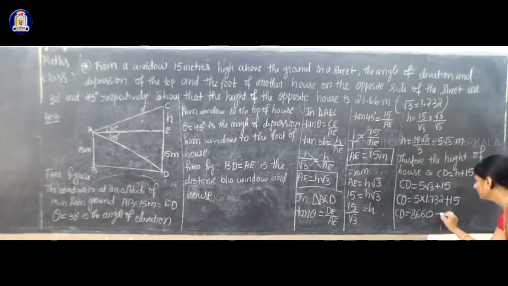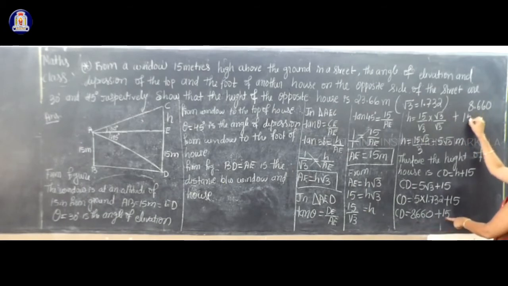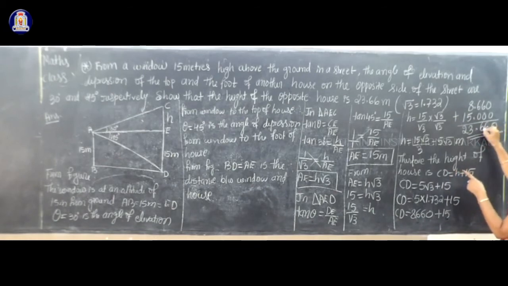8.66 plus 15. Is this equal to 23? So we'll see. 8.660 plus how much here? 15.000. So 0.8 plus 3 is how much here? Sorry, 8 plus 5 is 13. 13, 1 remainder, it is 2. So 23.66.